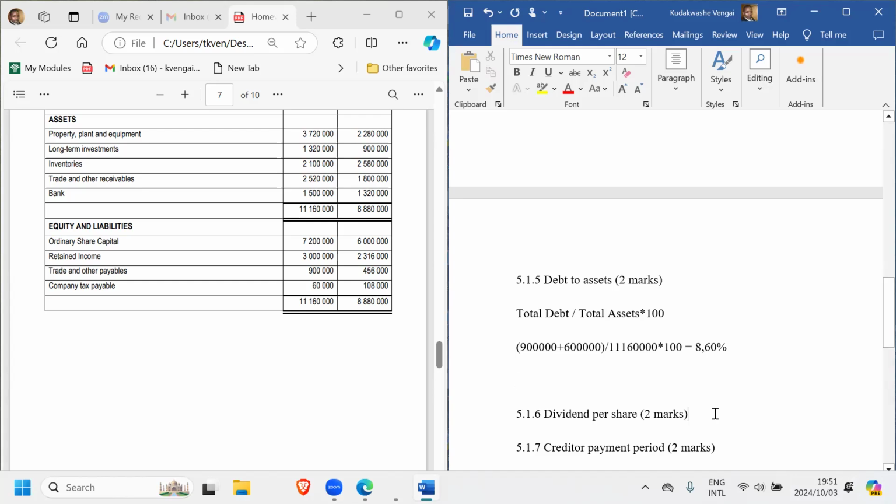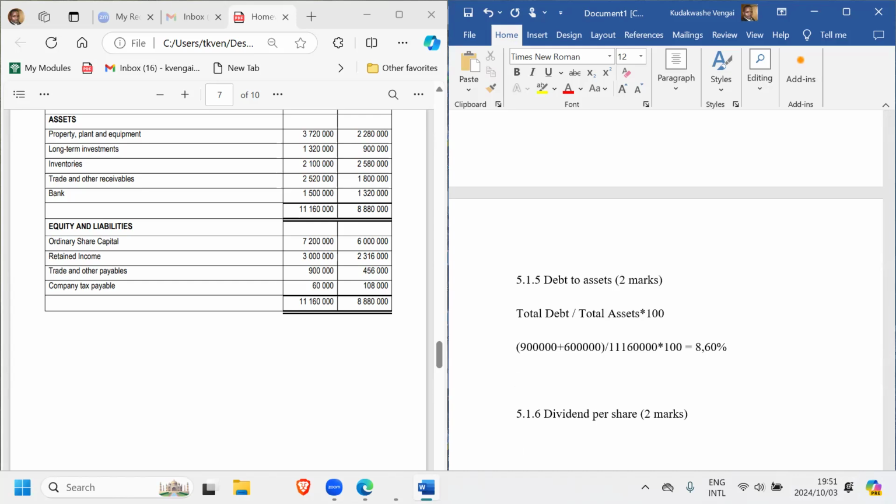So that's your debt ratios there. Another debt ratio that is common is the interest cover ratio. The interest cover ratio just shows you how many times you are able to cover your interest, or are you able to pay your interest.